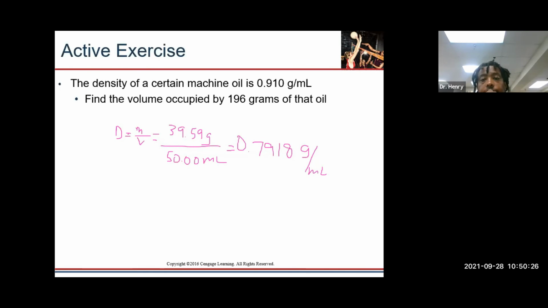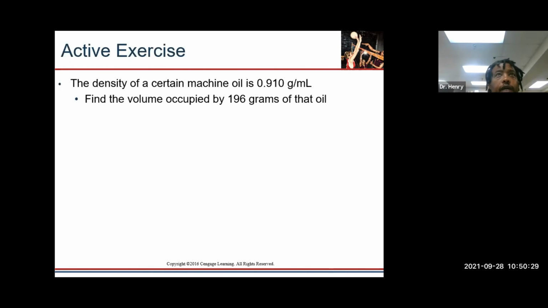Okay, our next question. So the density of a certain machine oil is 0.910 grams per milliliter. So find the volume. We are given our density already. So find the volume occupied by 196 grams of that oil. So our given in this case is going to be 196 grams. Okay, so if we start off with our given, and we can use this as an equivalency.